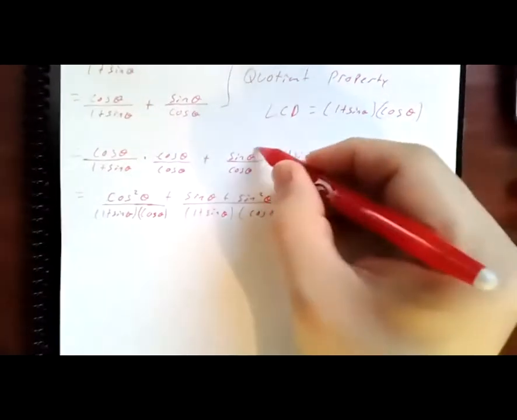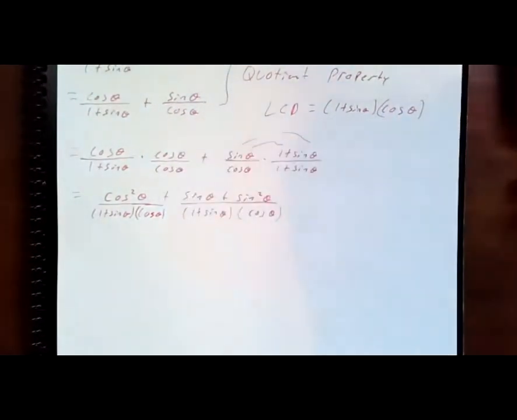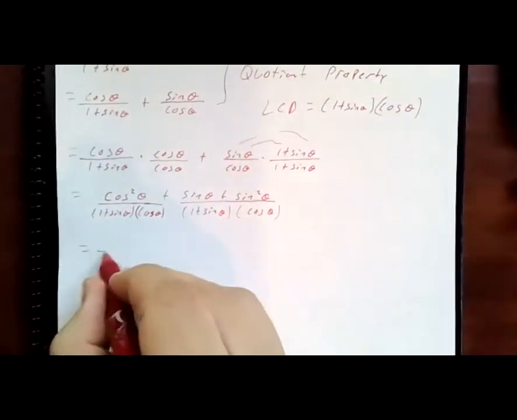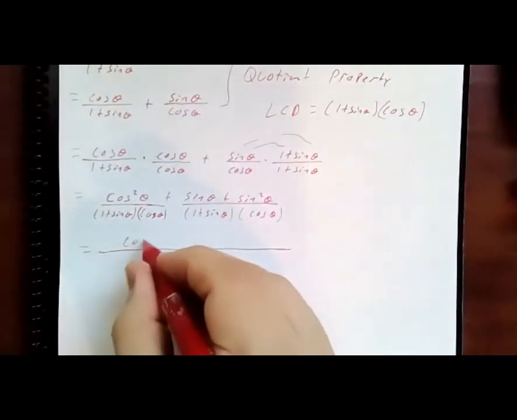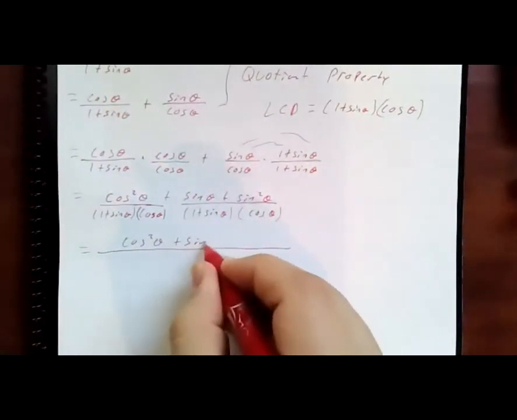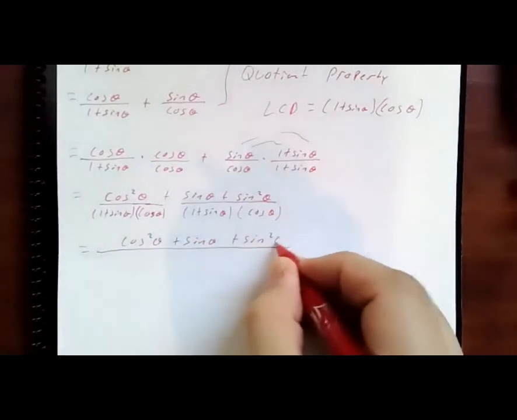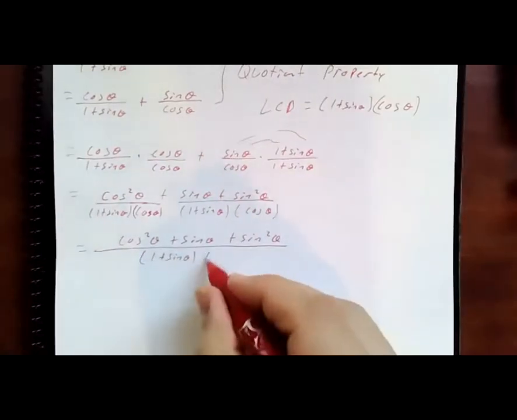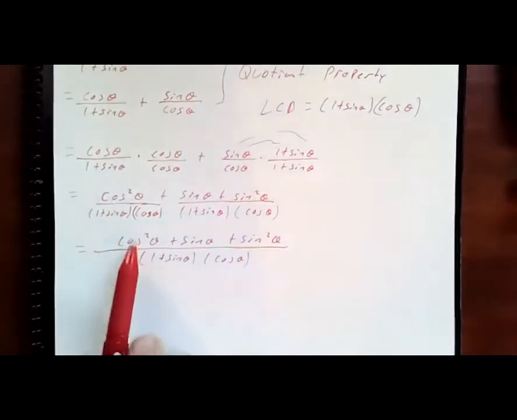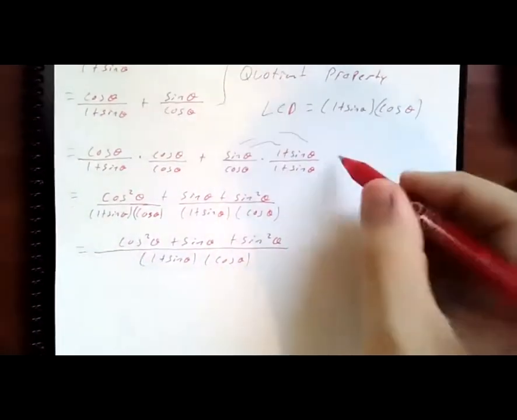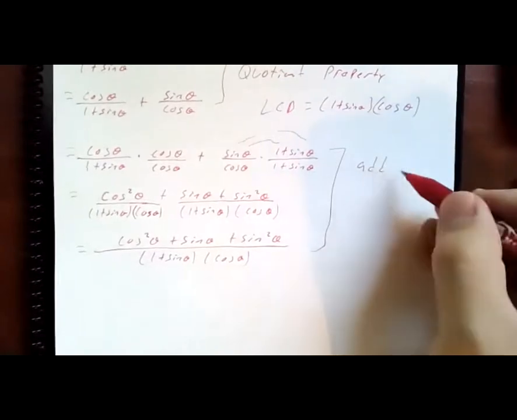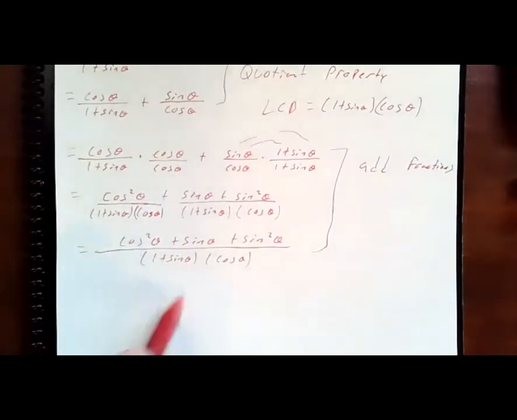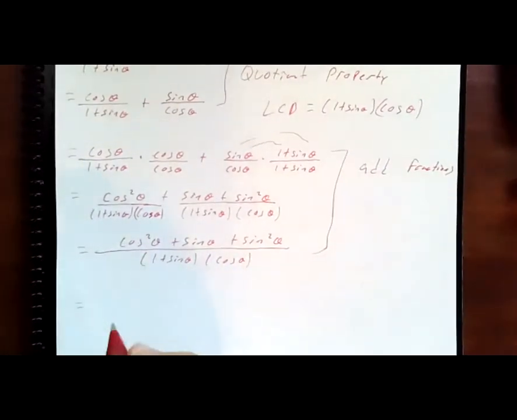So up here, all I do is multiply this across, right? Sine times 1, sine times sine. So now bring it all together, add them together, you'll have cosine squared theta plus sine theta plus sine squared theta over this LCD. So cosine squared plus sine squared. So all this was just adding fractions, by the way. So cosine squared plus sine squared, we know that should be 1, right?